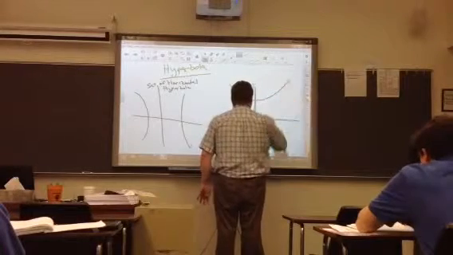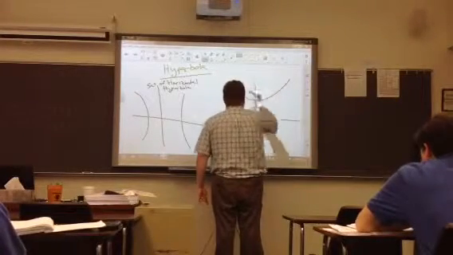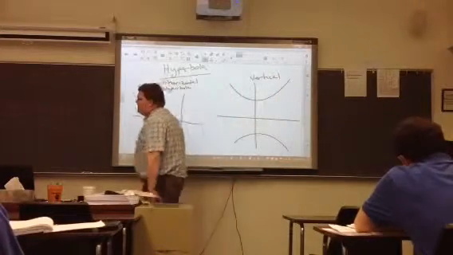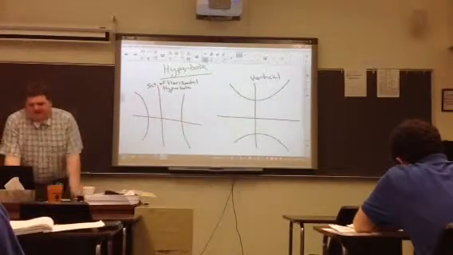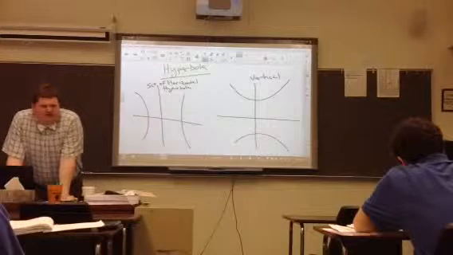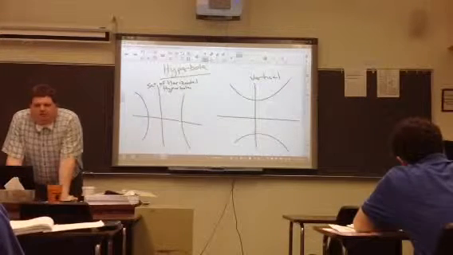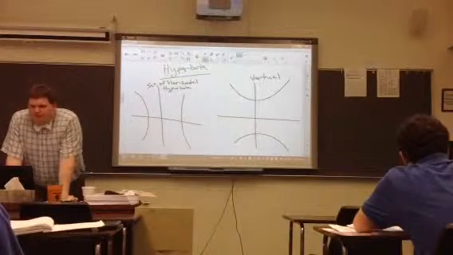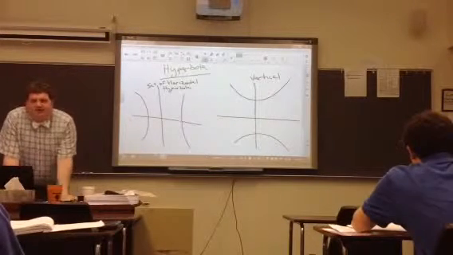The vertical ones. Okay. Now, I'm going to go ahead and mark these up with their parts, just like I did with the ellipse. I just want to let you know the parts are the same for both. The only difference is one's up and down, the other one's left and right. Otherwise, all the things are the same.